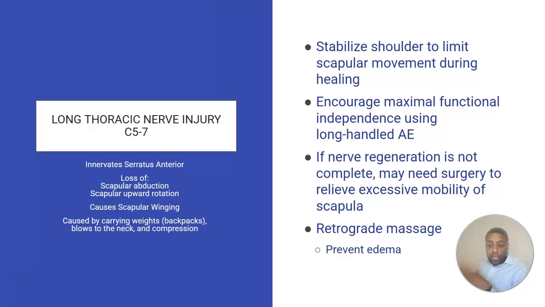Now, in this case, potentially nerve regeneration could occur. If it doesn't occur, surgery might be necessary to reduce the excessive mobility of the scapula. We want to make sure that we utilize external support systems to stabilize the shoulder and limit the hypermobility of the scapula. Absolutely, I think this affects the arm function, and similar to the brachial plexus injury and the axillary nerve injury. And so, utilization of adaptive strategies and adaptive equipment for the person to engage in their day-to-day activities is going to be essential.